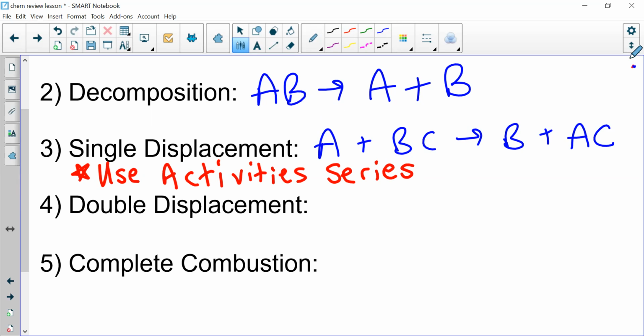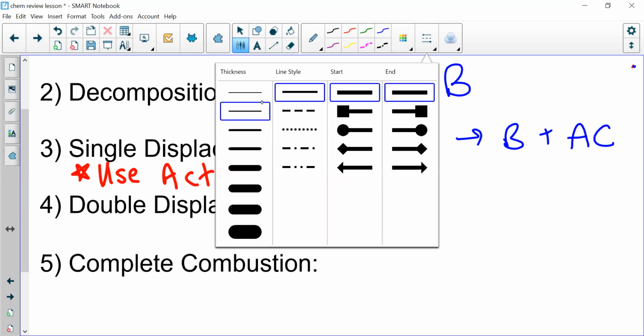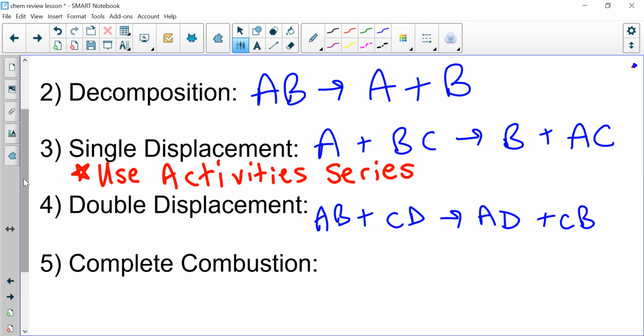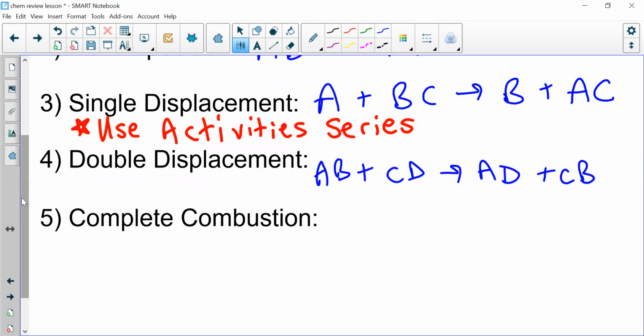All right, how about double displacement? What's happening here? AB plus CD equals AD plus CB. Good. And what's happening here, Sophia? I'm pretty sure two are displacing another two. Yeah, you start with two compounds, and in the end, you have two brand new compounds because two elements have switched places and switched partners. Awesome. How about complete combustion?